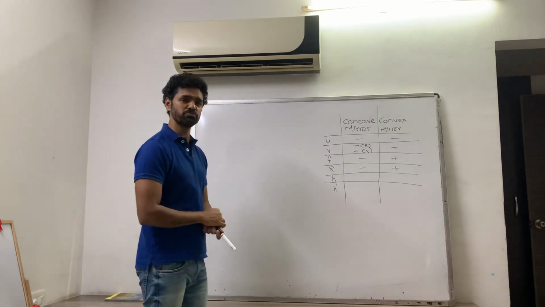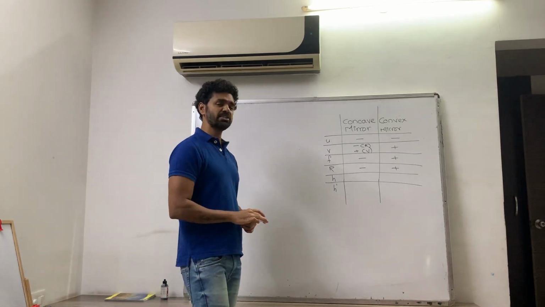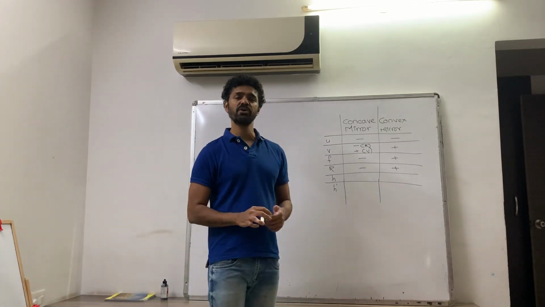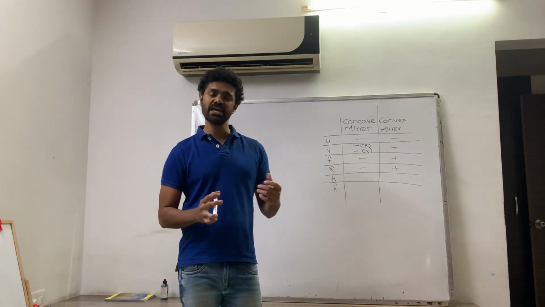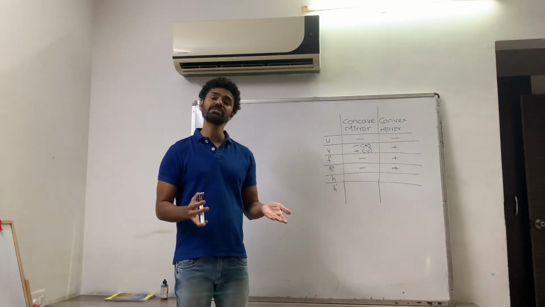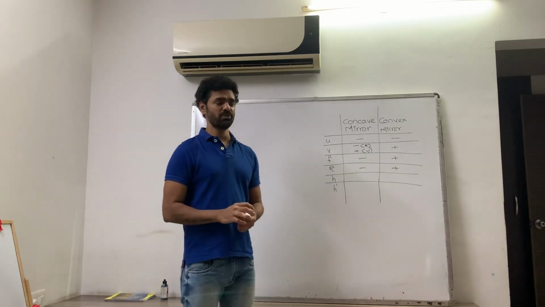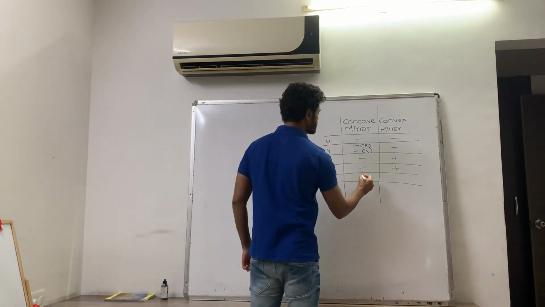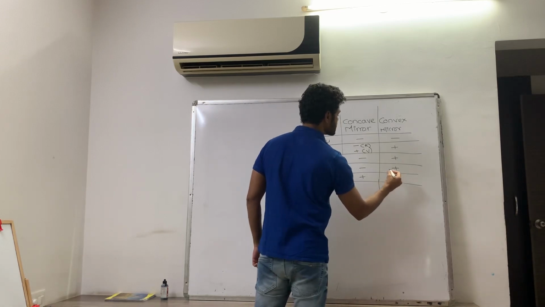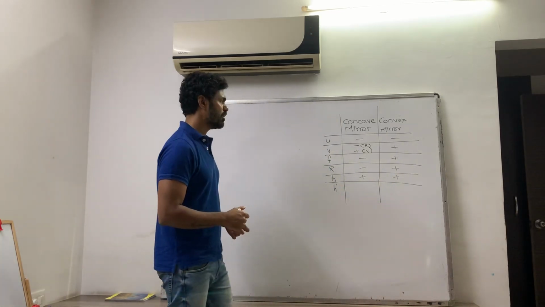H, height of object. We know height measured above the principal axis is positive, and measured below the principal axis is negative. An object is always kept above the principal axis, so the height of the object would be positive. So irrespective of whether it is a concave mirror or a convex mirror, H will be positive.